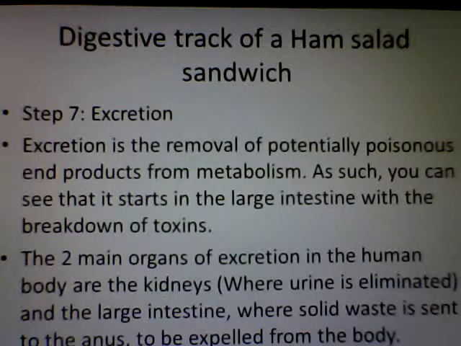Step 7. Excretion. Excretion is the removal of potentially poisonous end products from metabolism. As such, you can see that it starts in the large intestine with the breakdown of toxins. The two main organs of excretion in the human body are the kidneys, where urine is eliminated, and the large intestine, where solid waste is sent to the anus to be expelled from the body.